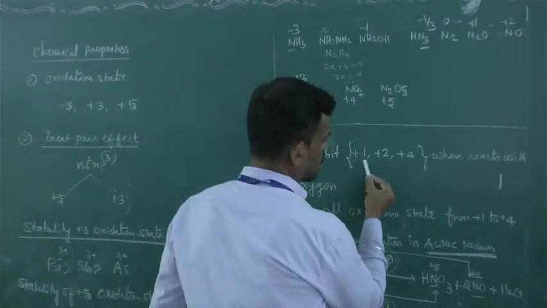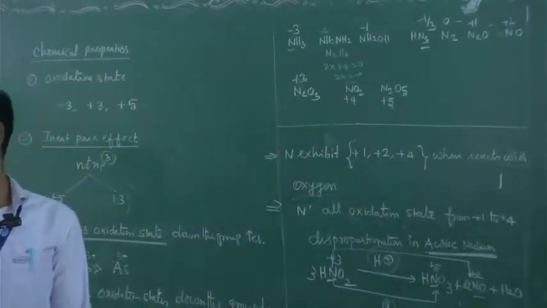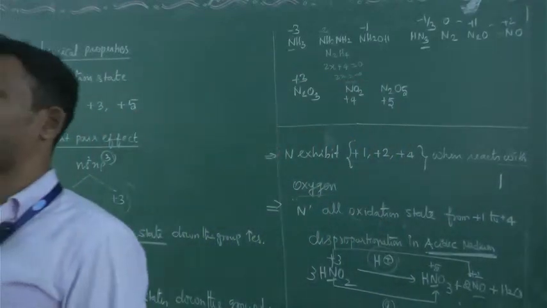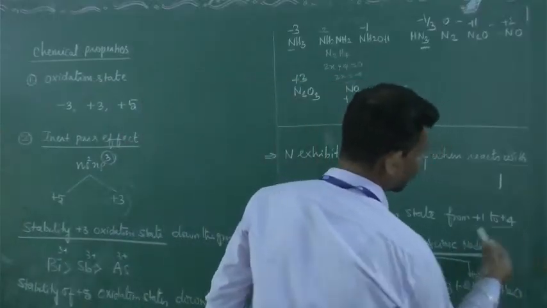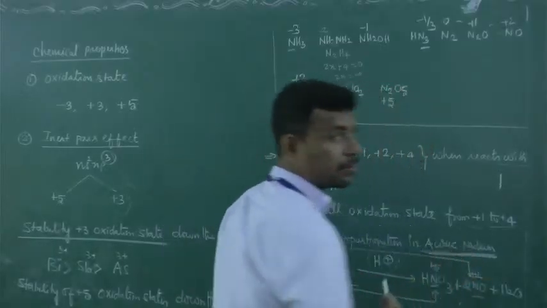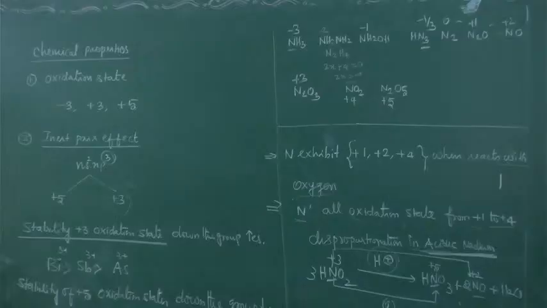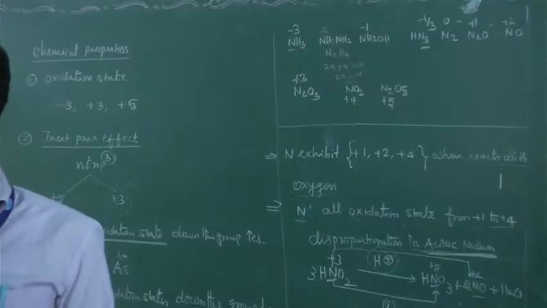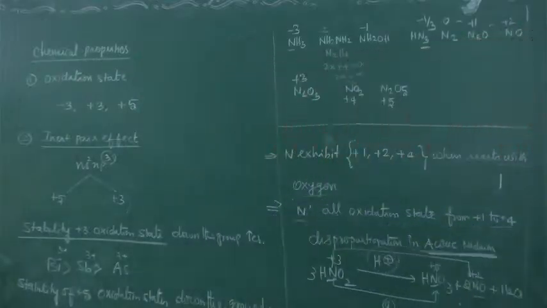So these are the oxidation states possible when it reacts with oxygen. Similarly, nitrogen in +1 to +4 oxidation states will undergo disproportionation in acidic medium, in the presence of acid. Please keep these points in mind. Again, as I said, you have to memorize these points or read them repeatedly. Is it clear? These are data.